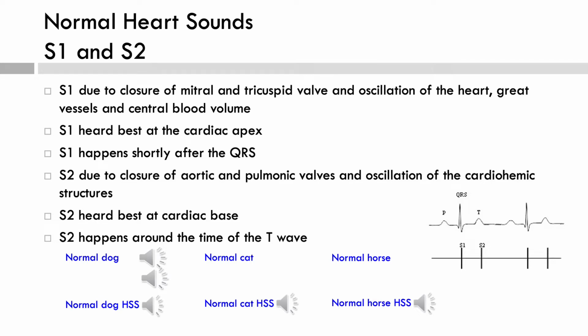This next recording is meant to mimic a normal dog using the heart sound simulator. The heart sound simulator makes S1 and S2 sound just a little bit too tympanic, but let's give a listen anyway.